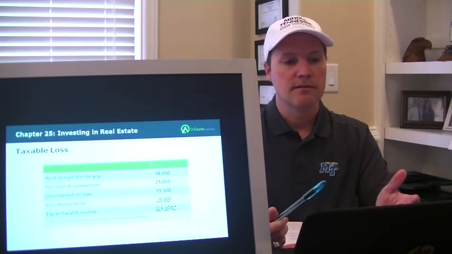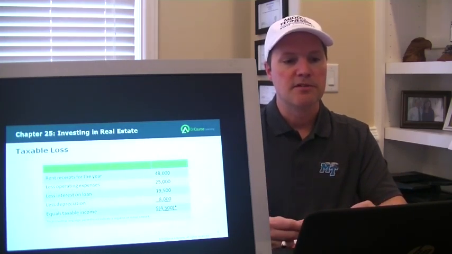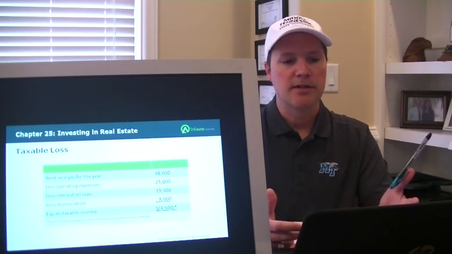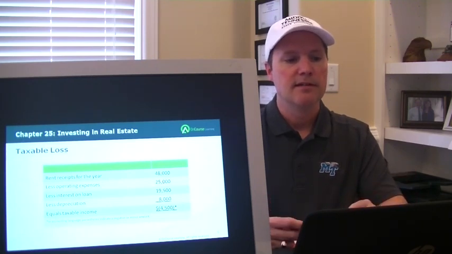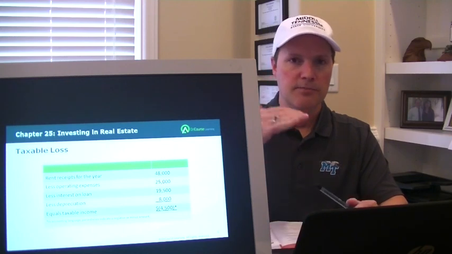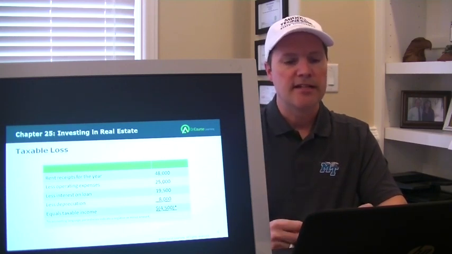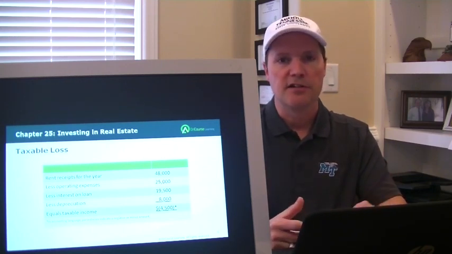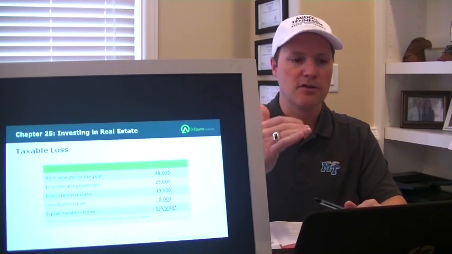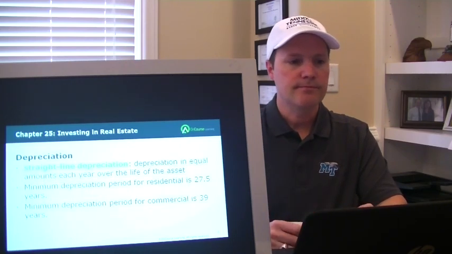Taxable income. Okay, you have rent receipts for the year, $48,000, less operating expenses, $25,000, less interest of loan, $19,500, less depreciation of $8,000. So property can depreciate over time. That equals taxable income of $4,500 there. Okay, so you see how it's all broken out.